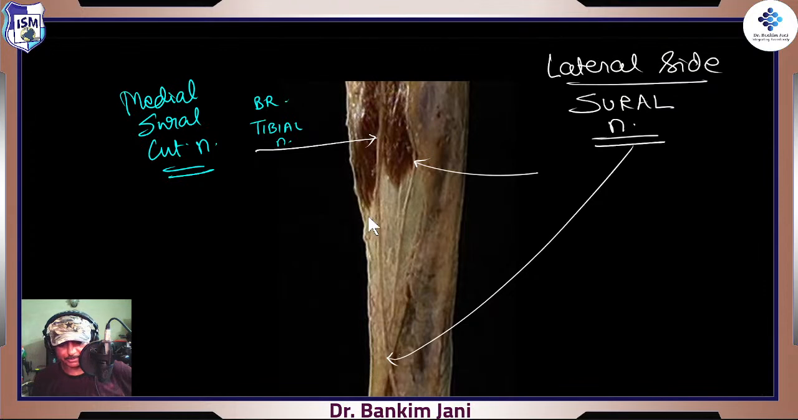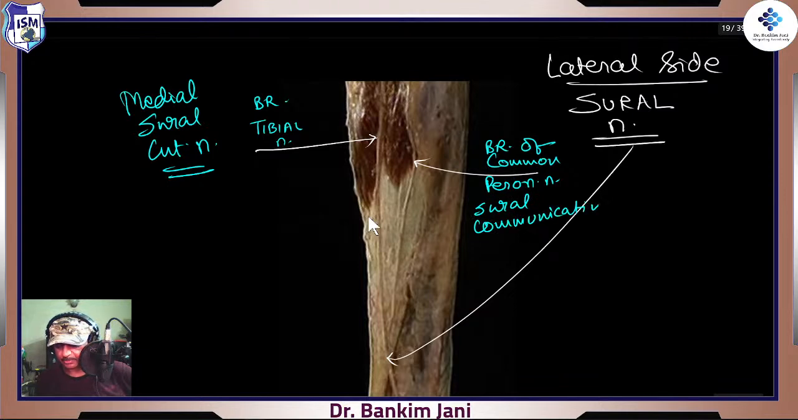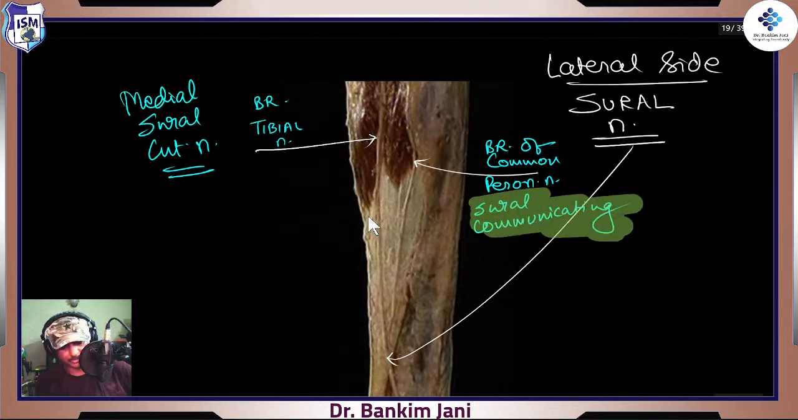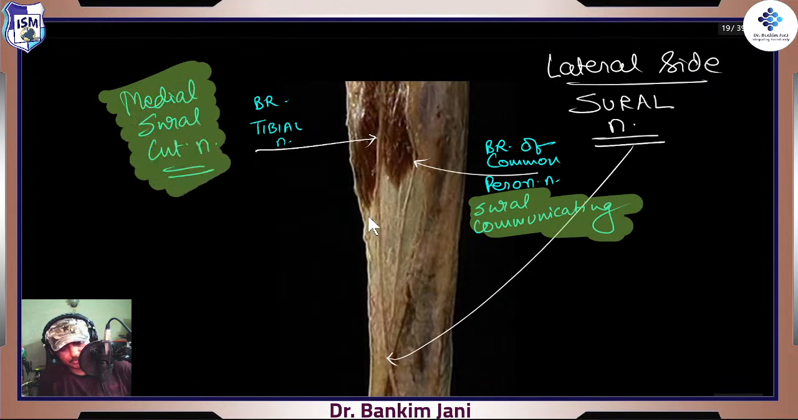And what about this other one? This is a branch of the common peroneal nerve. What name? Well, it will be talking to the sural nerve, so let's give the name sural communicating. To avoid confusion, let's highlight only the names so it should be easier. So you can say sural is the combination of the medial sural cutaneous nerve, a branch of tibial, and the sural communicating branch of common peroneal. So that's the sural nerve.